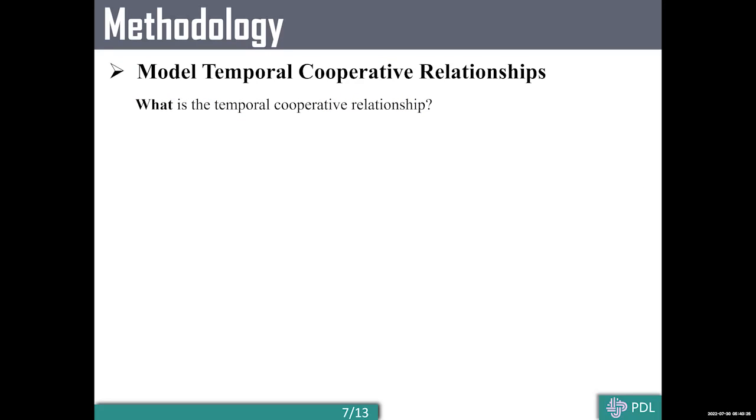Then we talk about how to compute weights on the global graph. We compute temporal weights based on the temporal cooperative features. In order to generate temporal cooperative features, the temporal cooperative relationship between agents must be considered. But what is a temporal cooperative relationship?